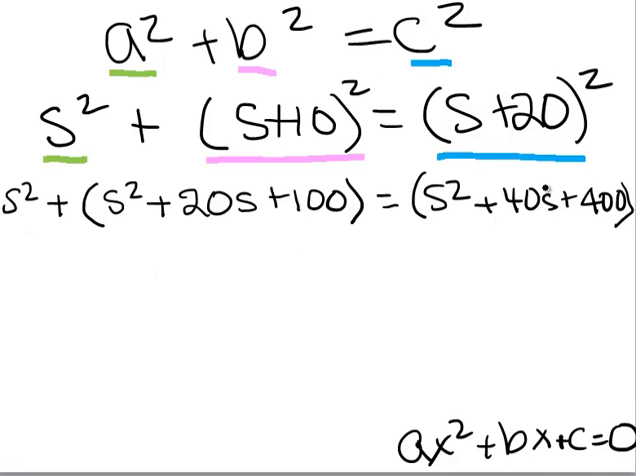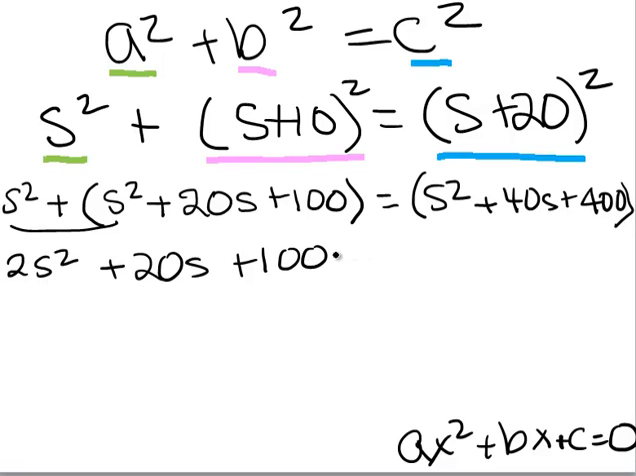So I have to do some cleanup work. And the first thing I'm going to do over here is combine these like terms. So I'll have 2s squared plus 20s plus 100 equals s squared, and there's nothing to combine here.